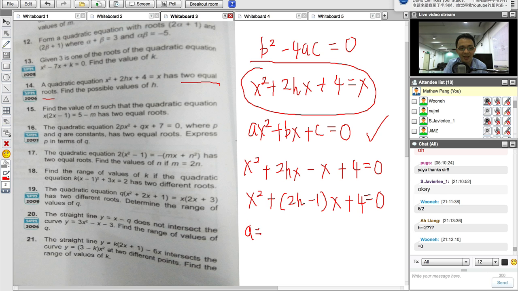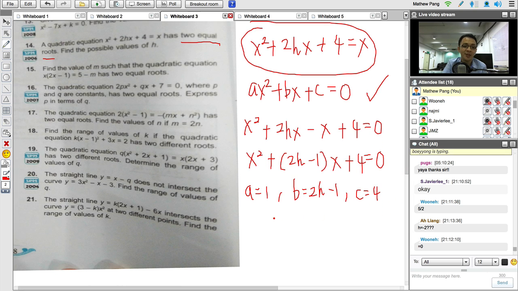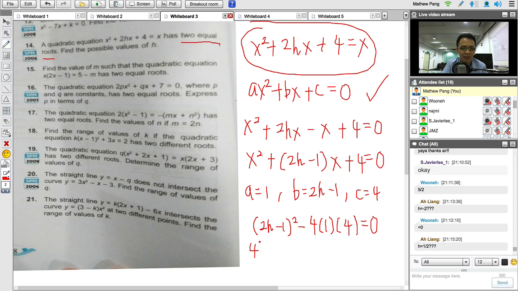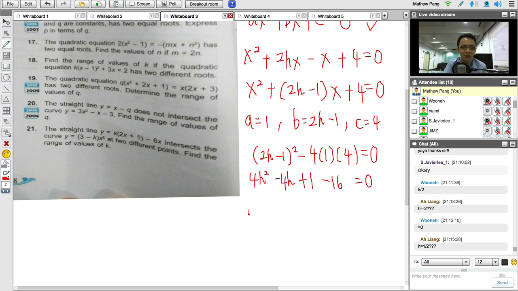Alright, in this case, I know my A is 1 because the number in front of x squared is just 1. B is 2h minus 1 and C is 4. Alright, then I substitute into the formula. B squared means 2h minus 1 squared minus 4ac equals to 0. This one is just 4h squared minus 4h plus 1 minus 16 equals to 0. Then I just solve it for this one. 4h squared minus 4h minus 15 equals to 0.